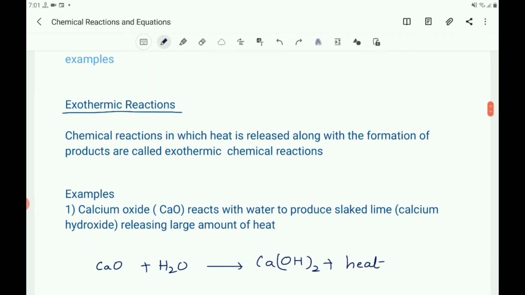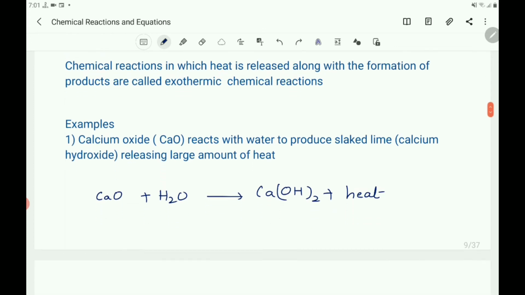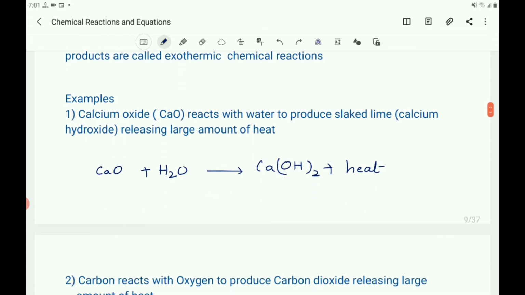So, what are exothermic reactions? Chemical reactions in which heat is released along with the formation of products are called exothermic chemical reactions. You can give many examples. So, let us take some examples.